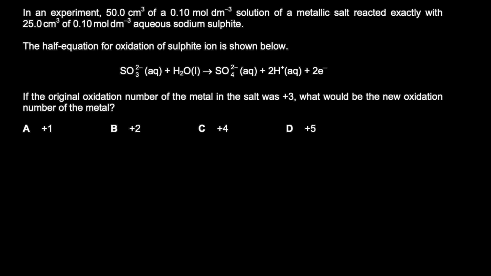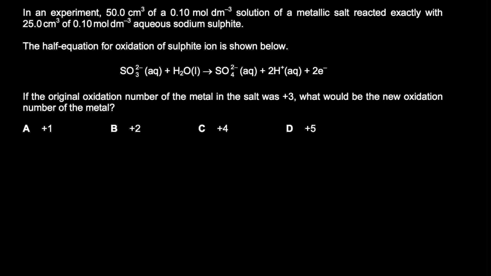In an experiment, 50 cm cube of 0.1 mole per dm cube solution of a metallic salt reacted exactly with 25 cm cube of 0.1 mole per dm cube aqueous sodium sulfite. The half equation for the oxidation of sulfite is shown below. If the original oxidation number of the metal in the salt was plus 3, what would be the new oxidation number of the metal?